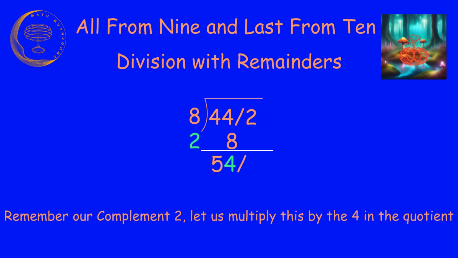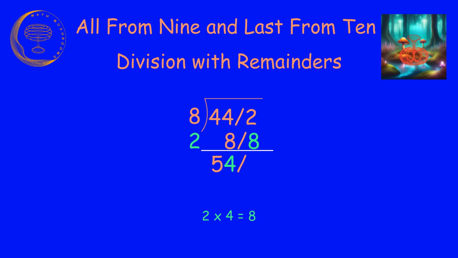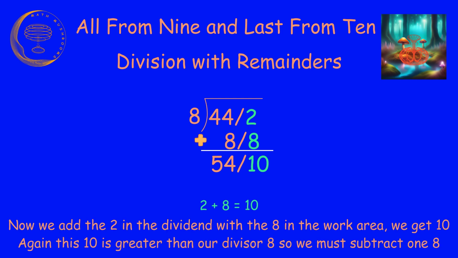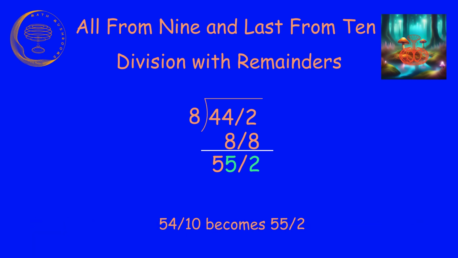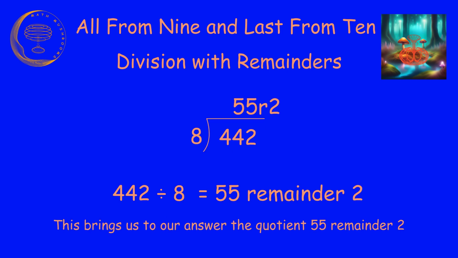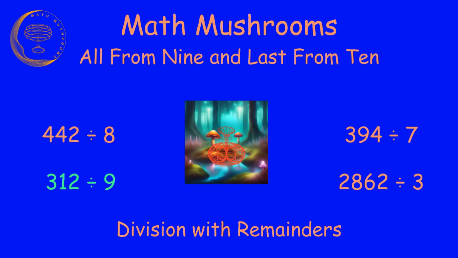Remember our complement 2? Let us multiply this 2 by the 4 in the quotient. This gives us 8. Place this 8 under the 2 in the dividend. Now add the 2 and the 8, giving us 10. Again, this 10 is greater than the divisor 8, so we subtract 1 8. The quotient 54/10 becomes 55/2. Thus, the answer to 442 divided by 8 is 55 remainder 2. Let us move on to the next equation.